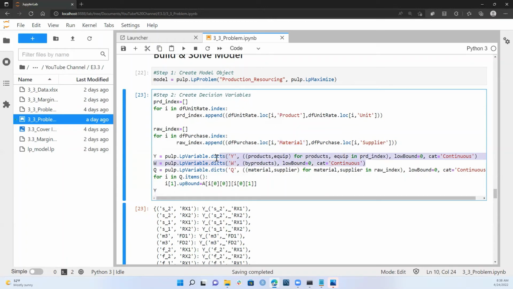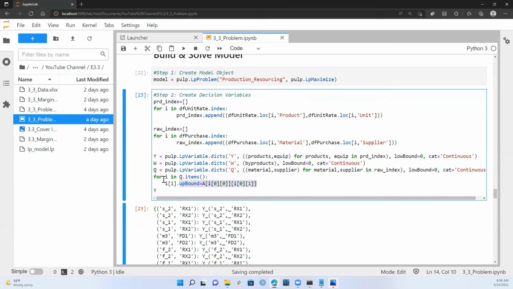And then before, as we've talked, I also have my Y sub Z decision variables, which represent the byproducts I make from producing different products. And in this case, it's only one. So I just create a decision variable W for every byproduct in the list, lower bound 0, continuous type variable.